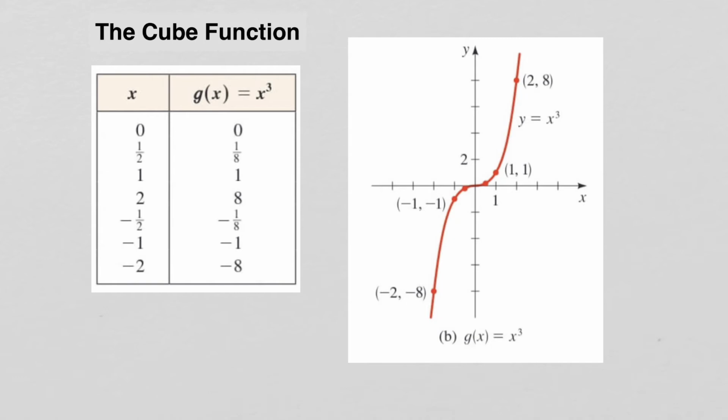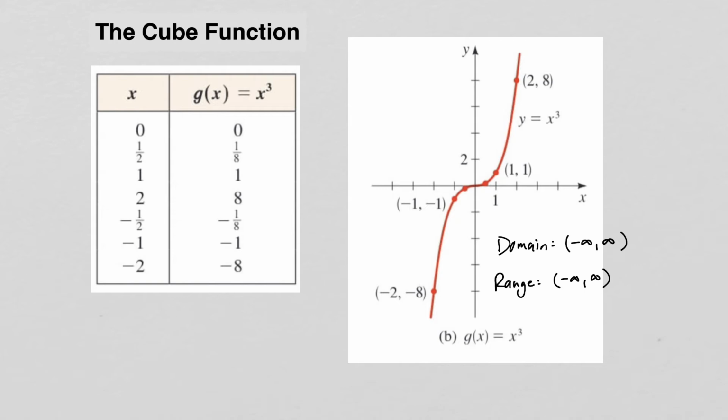Now, the domain for this function is once again all real numbers, so minus infinity to infinity. And the range for this function is also all real numbers. That's because you can see quite clearly from the graph that this graph covers positive values of y and also negative values of y. So this is the cube function.